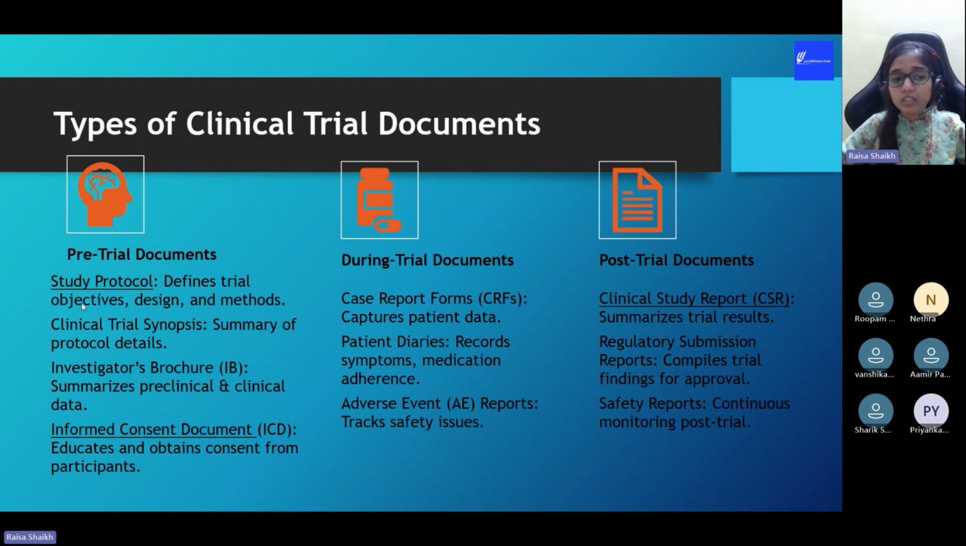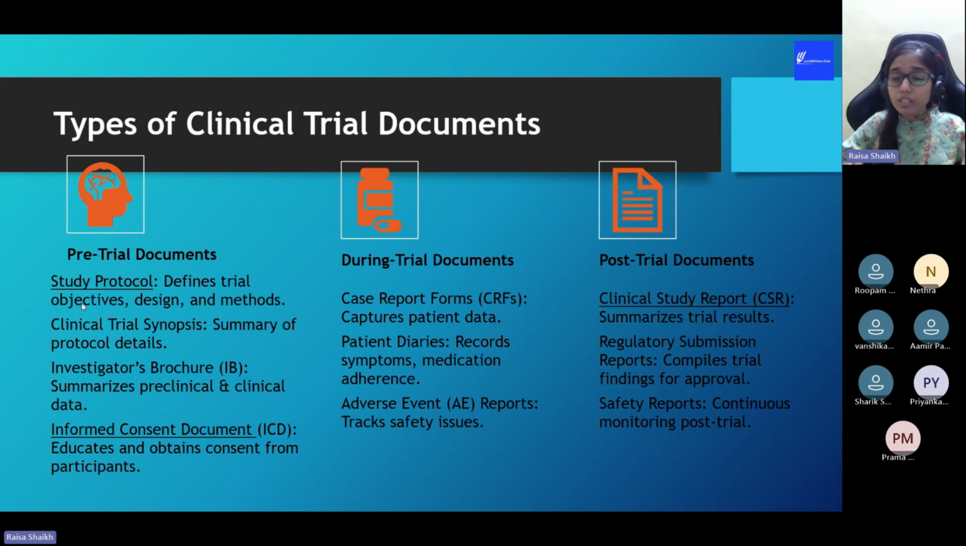Then the investigator's brochure. If it is for a new drug, we mention the preclinical study data, and if there is any clinical study data, we add that. We add all the possible safety data, like whatever side effects are possible or have been seen, and all the possible efficacy data, whatever is available till now, we try to provide to the investigator. So that is why the investigator's brochure is important.